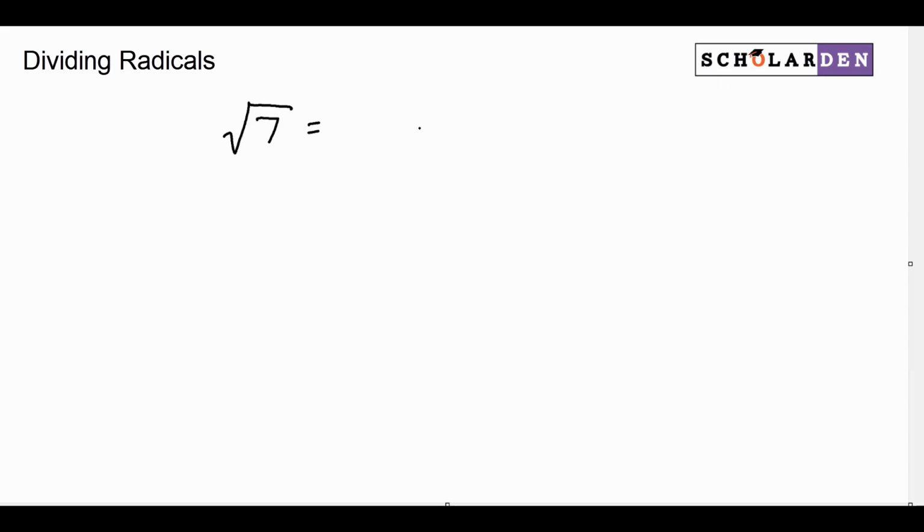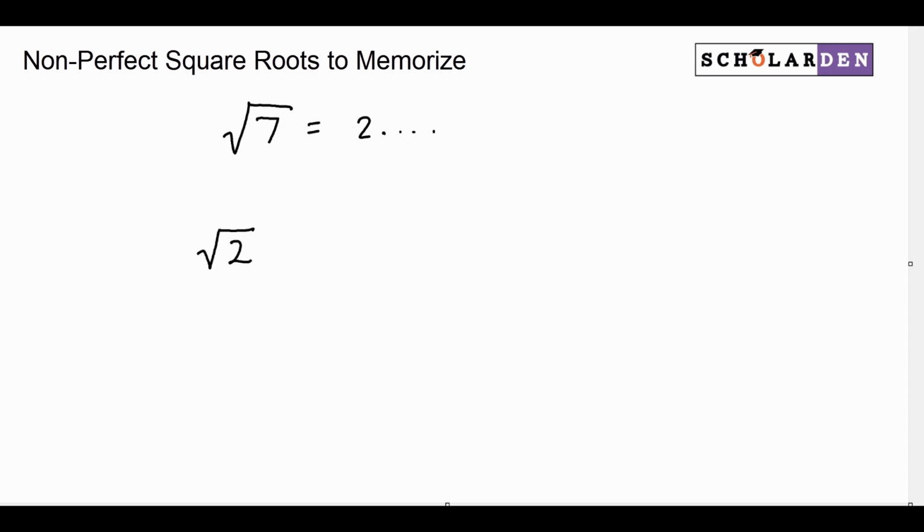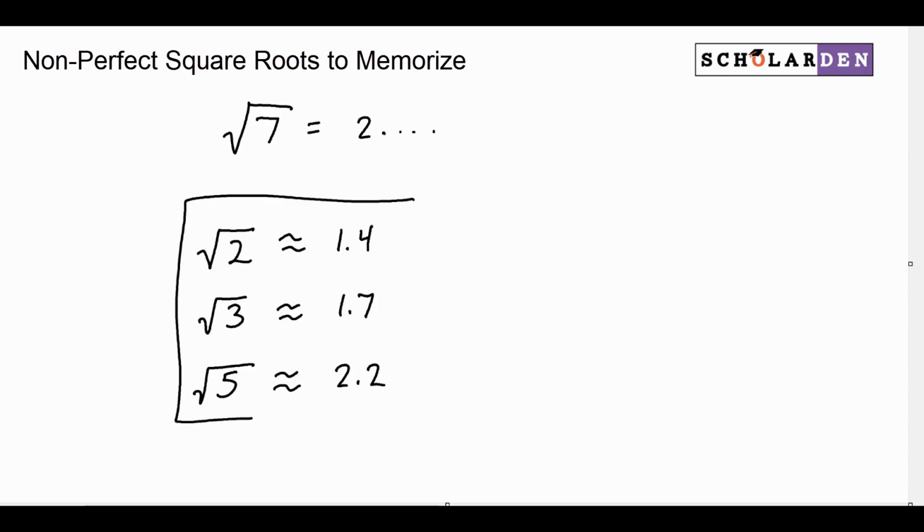For example, the square root of 7 is some decimal that goes on forever. It's 2 point something. But there are a few that it's good to memorize approximately what they're equal to. And those are the square root of 2, which is about 1.4, the square root of 3, which is about 1.7, and the square root of 5, which is about 2.2. So those are good to memorize.